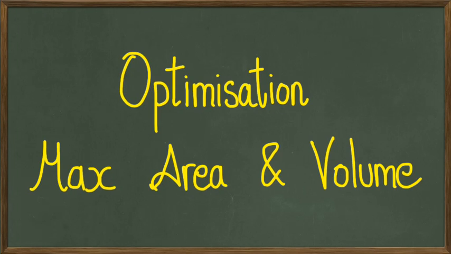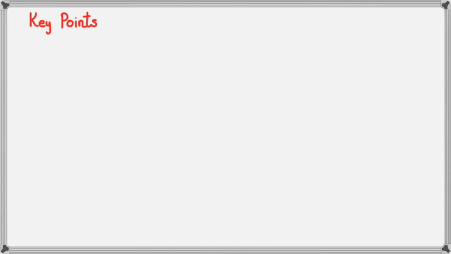Hey guys, we're going to be looking at optimization, mainly with maximum area and finding maximum volume. Before we get started, there are some steps that you need to do before you can find out maximum area and maximum volume. I'll go through the steps first, and then I'll give you an example of a question, and then we'll go from there, all right?